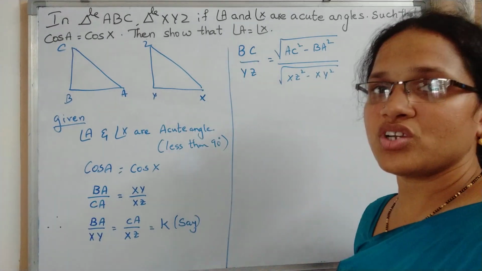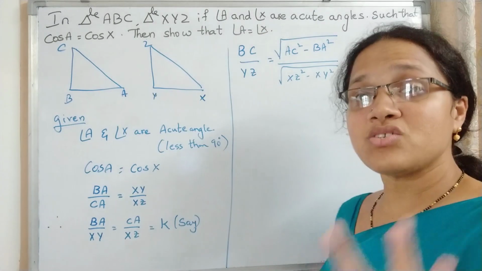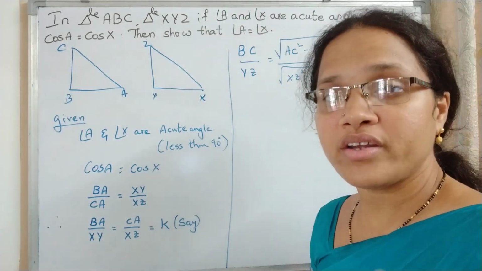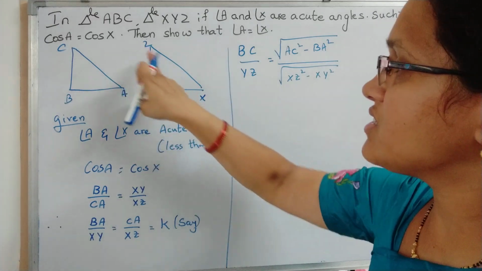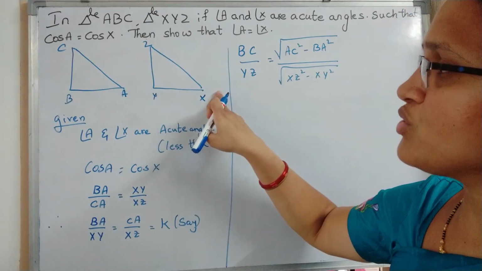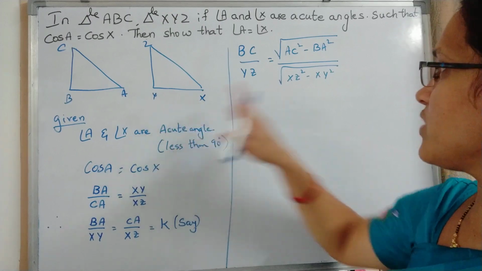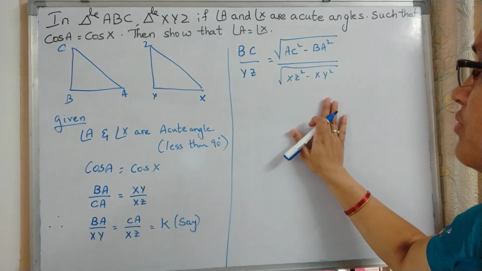So did you understand this, children? This line is written according to the Pythagoras theorem. So YZ is equal to the root of XZ, that is hypotenuse square, minus adjacent square, XY square. Is that clear now?